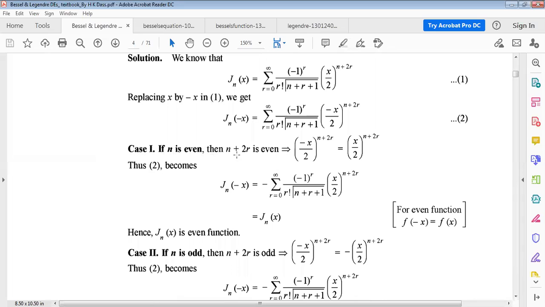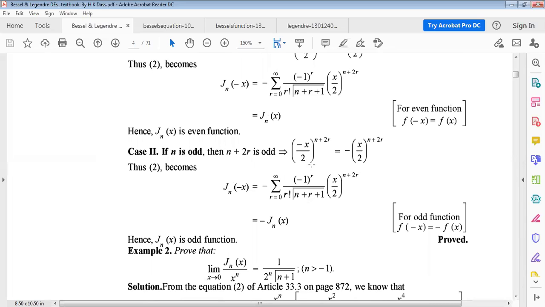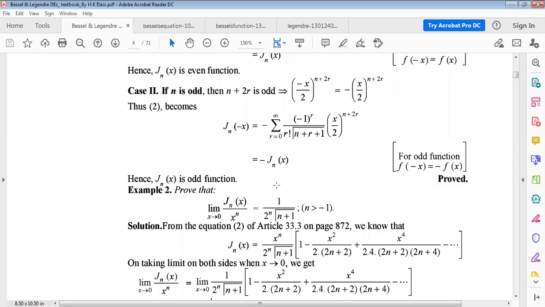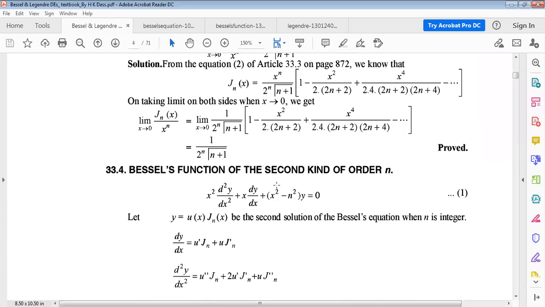Now for the case n is even, that means n plus twice r is even. These are the same. For even, this becomes the same Bessel function. For n odd, n plus twice r is odd, then if this is odd, the minus will be outside. This will be negative for odd, so this Bessel function is also negative. Odd function: from the definition of an odd function, f of minus x equals minus f of x. From the definition of an even function, f of minus x equals f of x. This is why the theorem is valid. This is important for you.